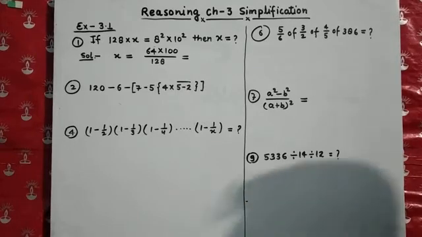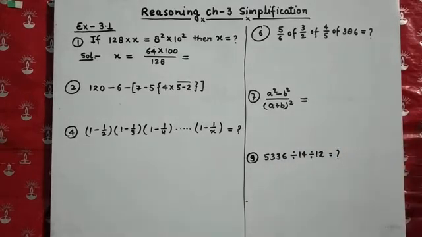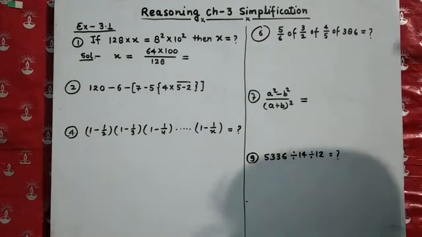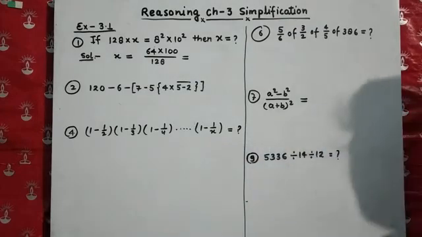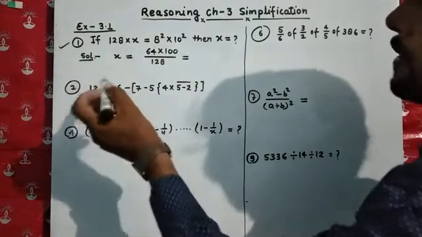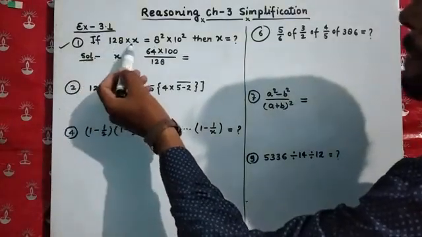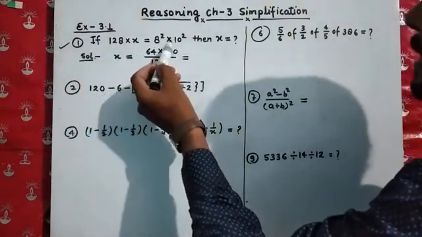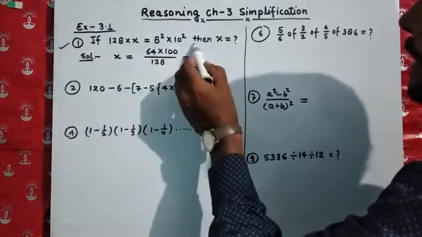Some selected questions from exercise 3.1 are written on the board. Question number 1 asks: if 128 multiplied by x equals 8 square into 10 square, then what is the value of x?